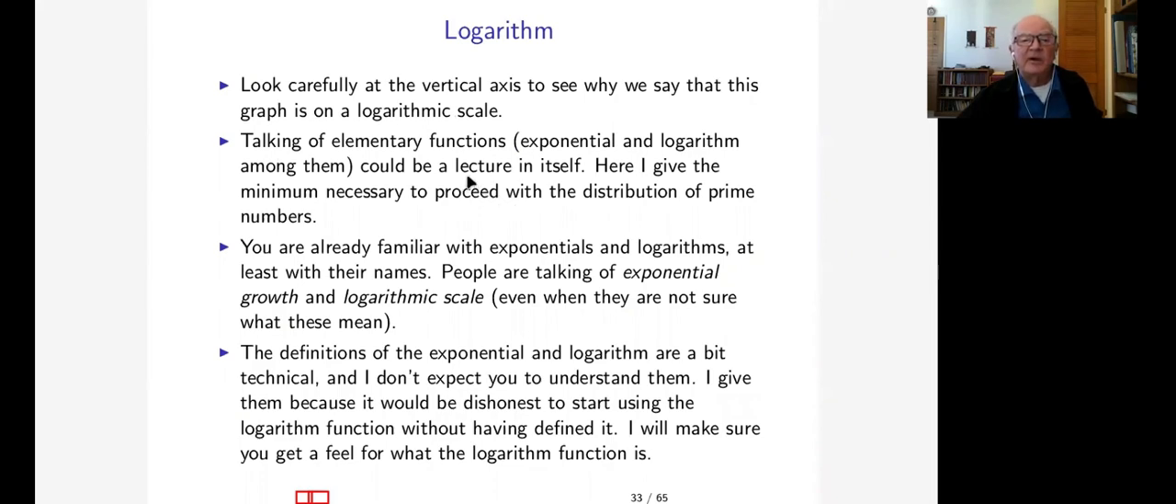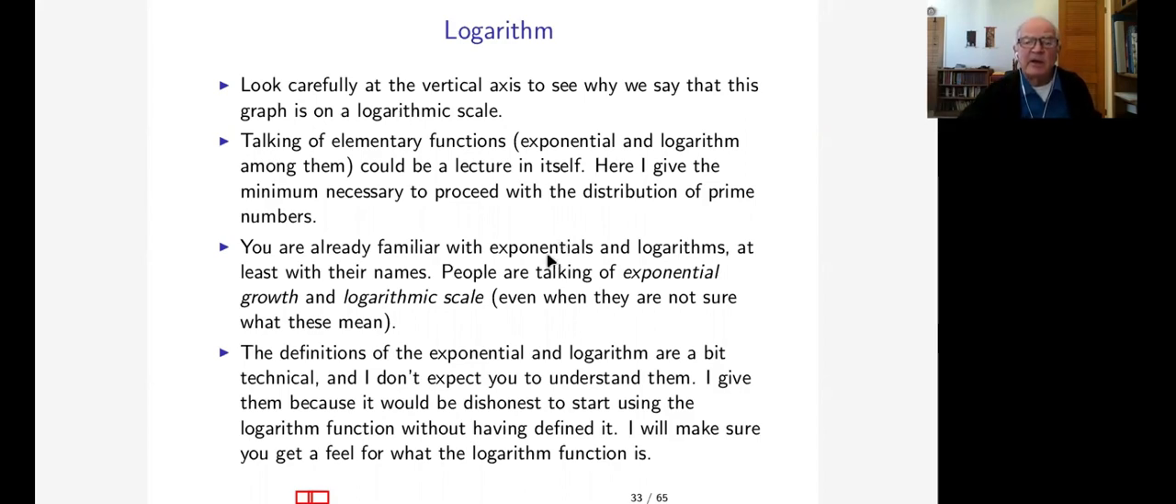Now, talking of logarithm, mathematicians refer to it as an elementary function. And another elementary function is the exponential function. Others are the trigonometric, but I don't want to get into that. Now I'm talking of the exponential and logarithm. And just explaining these functions and studying their properties could be a whole lecture in itself. Here I'm just trying to quickly go by.